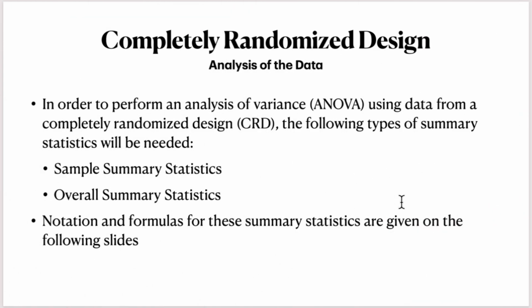All right, so let's take a look at this. So for the completely randomized design, with respect to the analysis of the data, in order to perform an analysis of variance using data from a completely randomized design, or CRD, the following types of summary statistics will be needed. In general, two broad types of summary statistics. We're going to have sample summary statistics as well as overall summary statistics. Now, notation and formulas for these summary statistics at the sample level and overall are given on the following slides.